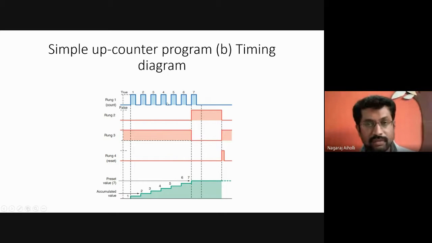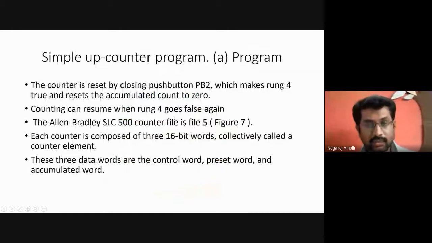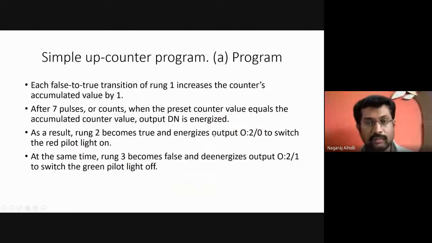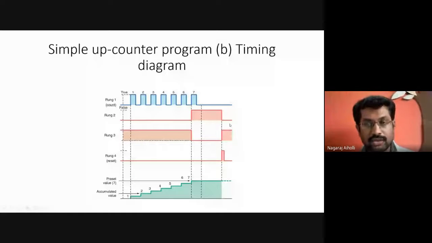Accumulated value goes counting from 1, 2, 3, 4, 5, 6, 7. As it reaches 7, the rung true becomes true. Rung 2. What is there in rung 2? The done bit becomes 1, and when done bit becomes 1, this is activated. Red pilot light will glow. That is the rung 2. So red pilot light will glow here. Rung 2, this is becoming from false to true state.